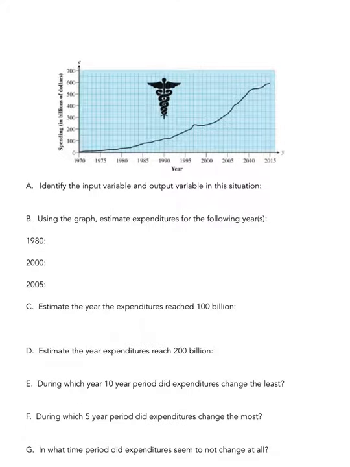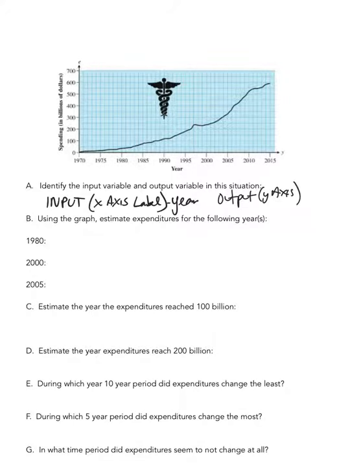So let's take a look at a different scenario. This one is dealing with Medicare expenditures over a certain amount of time. If you were asked to identify the input and output variable in this situation, you can just go blindly with that rule that the input variable is the x-axis label, and in this case that is year. The output variable is the y-axis label, and that is spending in billions.